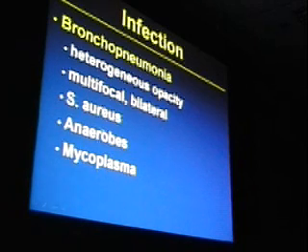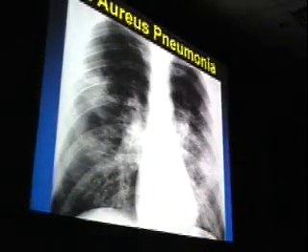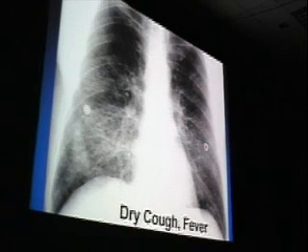The classic organism is staph. We also see this pattern with anaerobic infections, and sometimes with some epidemic forms of mycoplasma pneumonia. This was a staph aureus pneumonia. Just to round out our discussion of pneumonias, we'll show you this case.